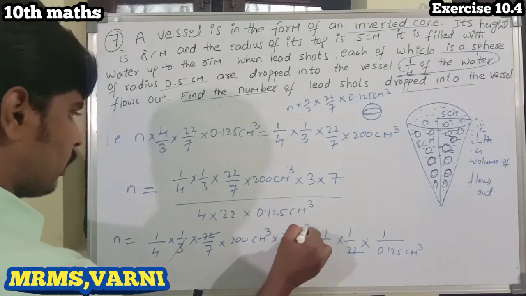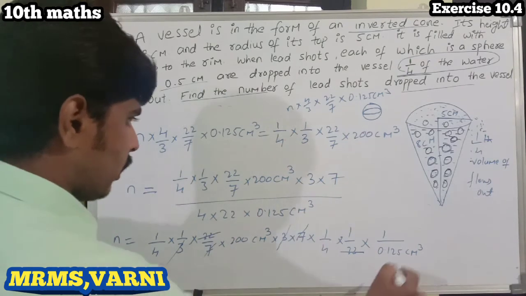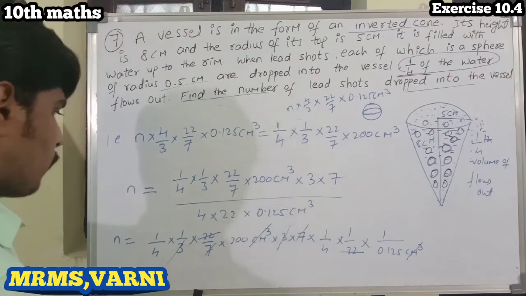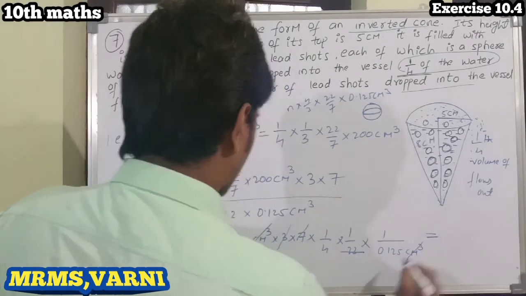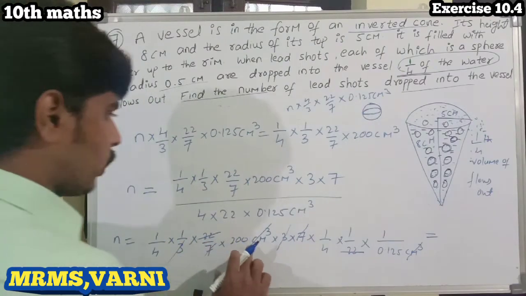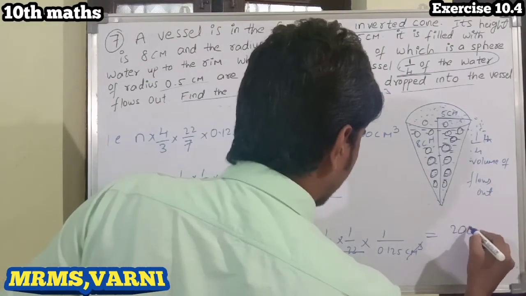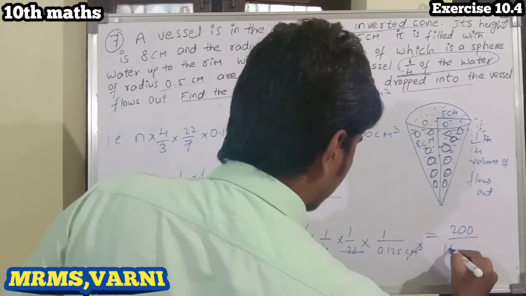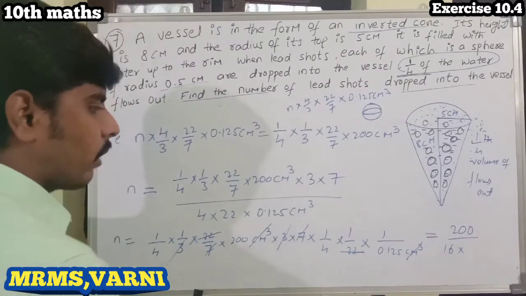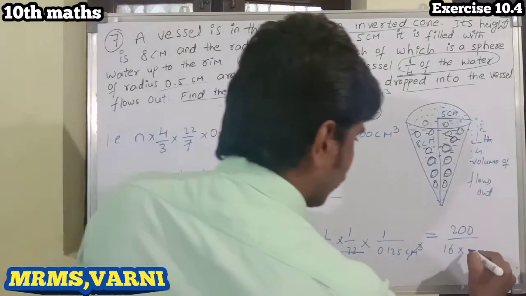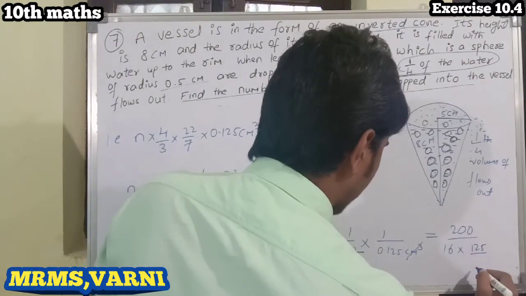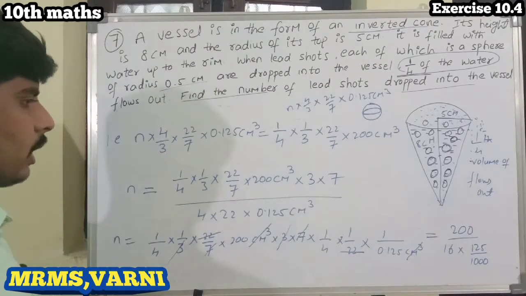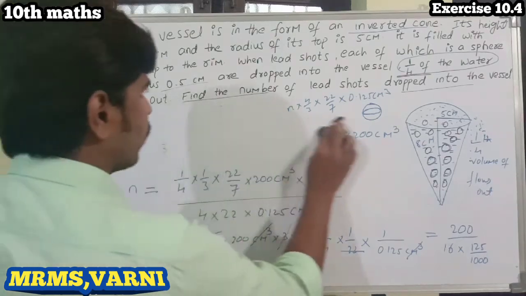Next, 7 gets cancelled, centimeter cube gets cancelled. What is remaining? 200 is remaining in the numerator, by 4 into 4 into 4, 16, into 0.125. This we can write as 125 by 1000, isn't it? Is it clear?